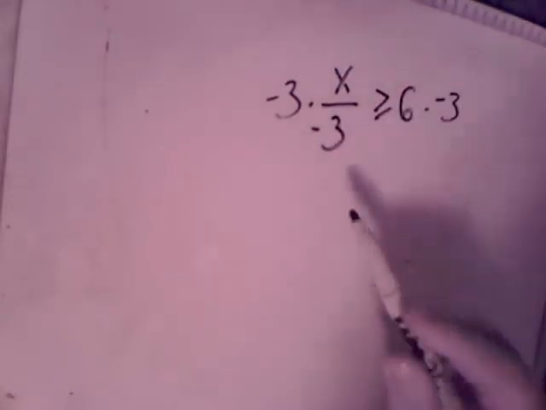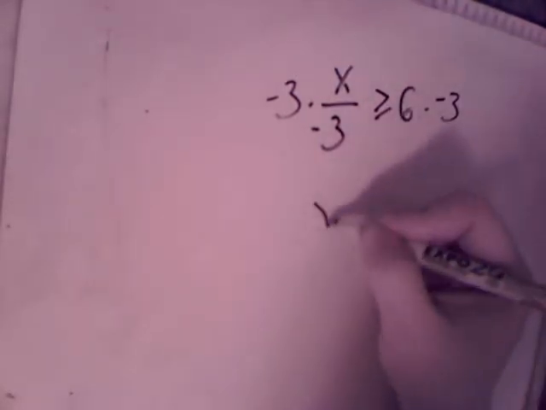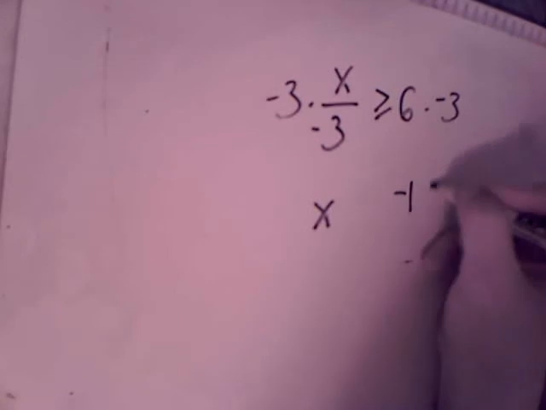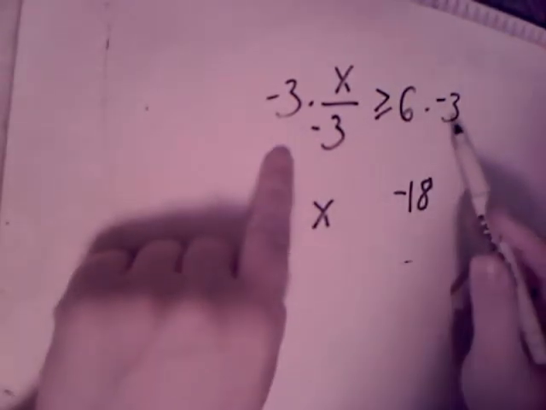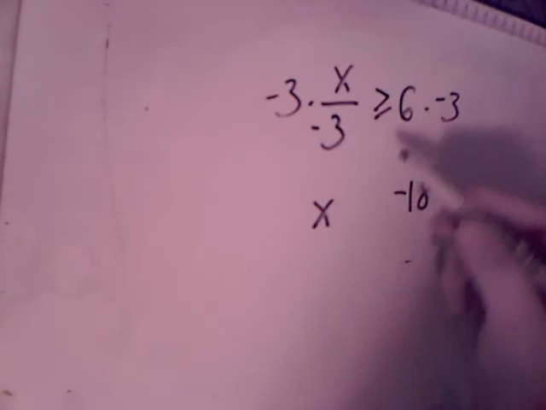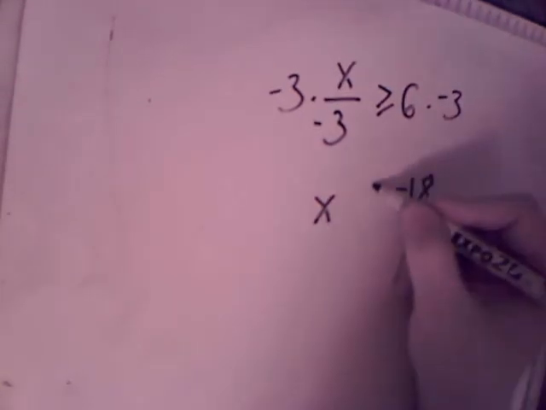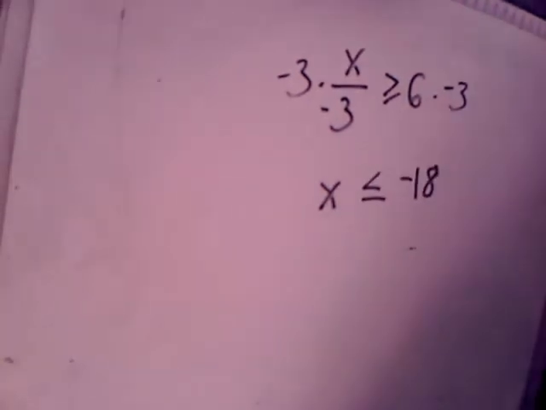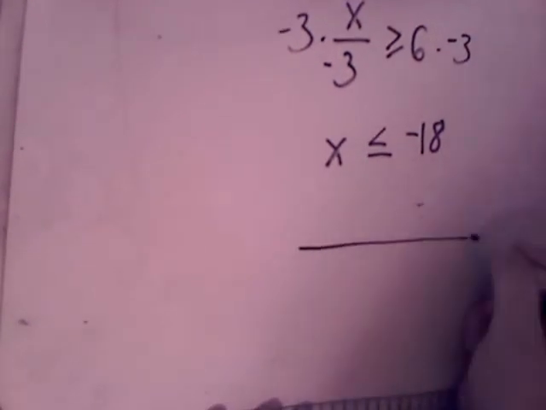So let's say I have x over negative 3 is greater than or equal to 6. Well, in order to get rid of that negative 3, I want to multiply by negative 3 on both sides. And because I'm multiplying by negative 3, I'll just have x over here, and I'll have negative 18 over here. Because I'm multiplying or dividing by a negative, I need to switch this sign. This needs to become a less than or equal to sign. And now I can graph it.